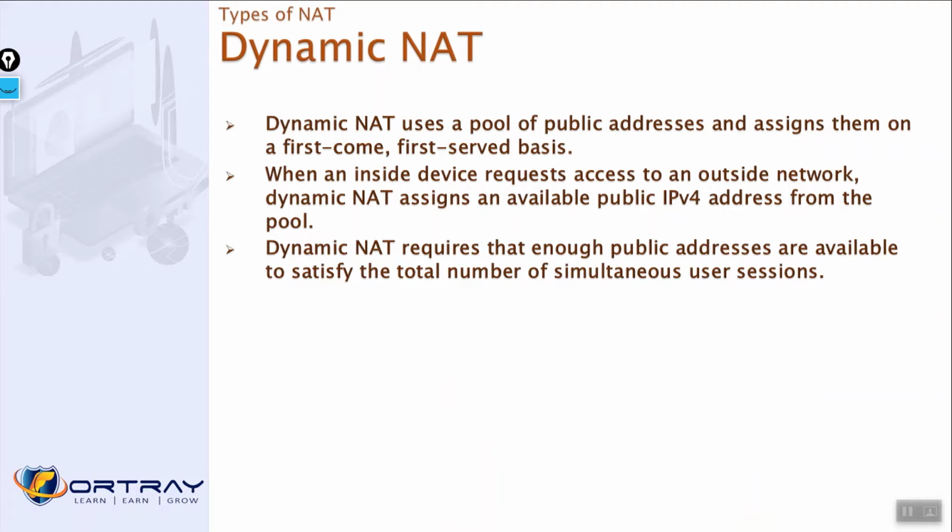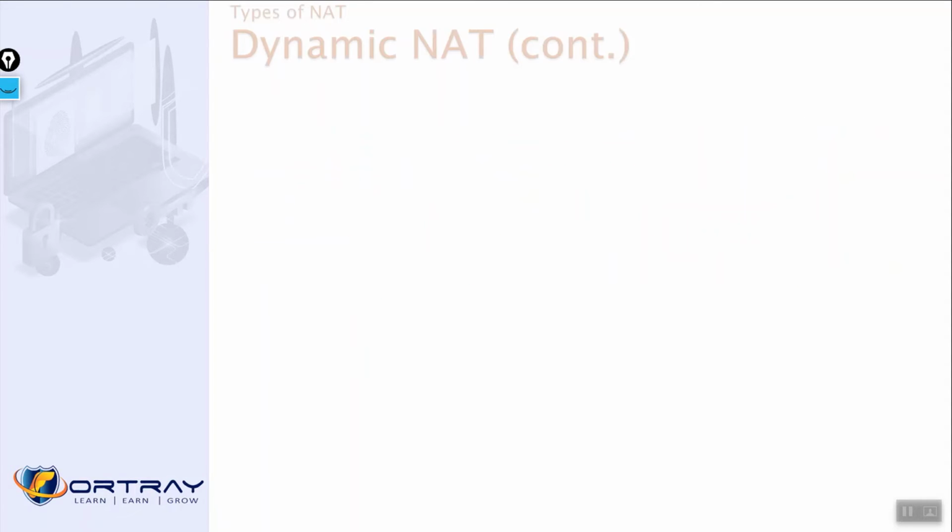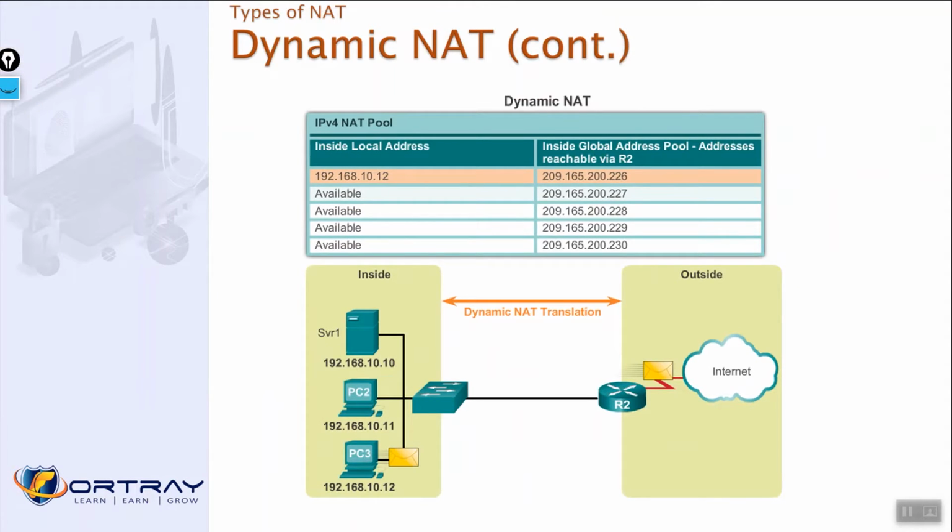Okay. Now, what happens in the dynamic range? Dynamic NAT uses a pool of public IP addresses assigned on a first come, first served basis. When the inside machine requires access to the outside network, it gets the IP from the pool. Dynamic NAT requires that enough addresses are available to satisfy the number of simultaneous user sessions. So basically, in dynamic NAT address translation, there is a pool of IP addresses, 226, 127, 128, 20. This is the pool of IP addresses. Every time you want to go outside, you might get any of the IP addresses from the pool.